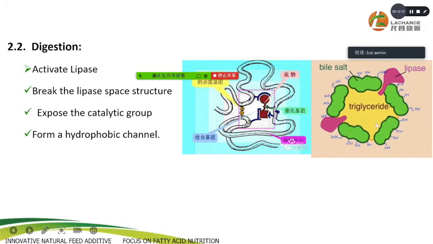After emulsion, we can see in this photo triglyceride surrounded by bile salt. The function of bile acid is that it can activate lipase. This is a lipid, this is bile salt, and it breaks the lipid structure, finally forming a hydrophobic channel to digest the fat, I mean the microscopic droplet.